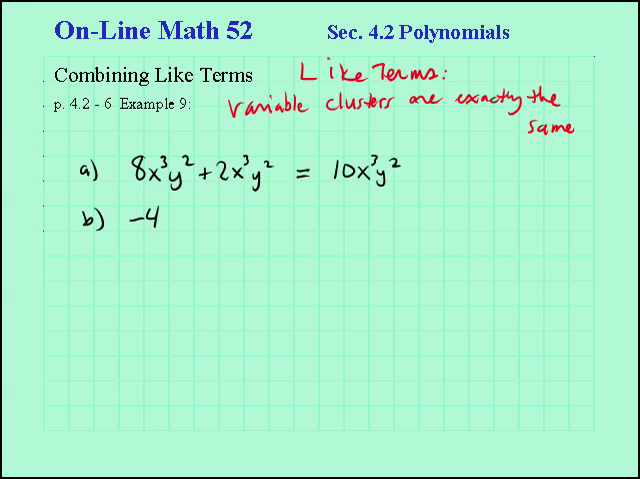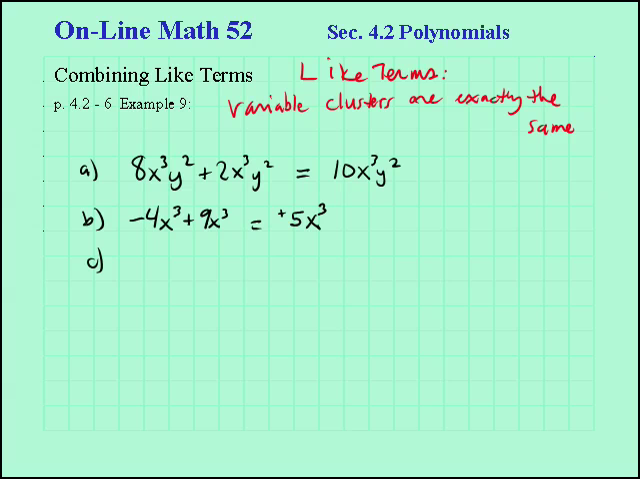Negative 4x cubed plus 9x cubed is negative 4 plus 9 is positive 5. You might even want to put that little plus sign for emphasis, not necessary. X cubed. And notice that the variable cluster here, where there's 8 of these plus 2 of these equals 10 of these, this answer, this variable cluster, is exactly the same variable cluster here and here. And whenever they're like terms, that will be true, so that all that really combines are the coefficients. Negative 4 and 9 is positive 5.